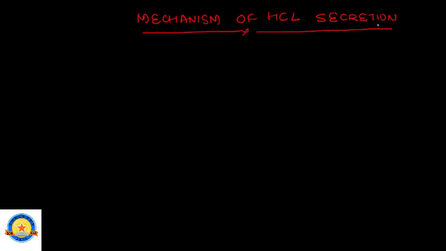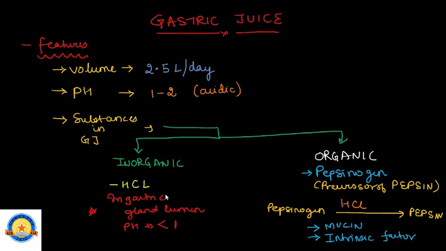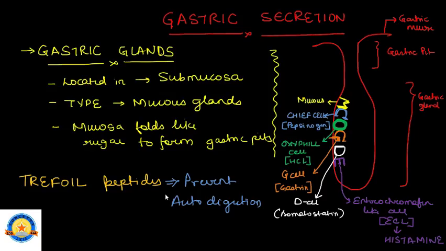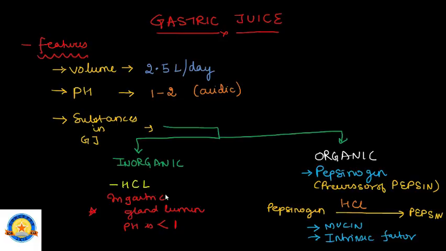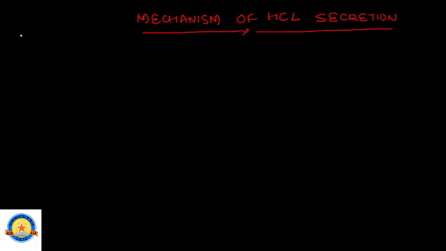For that we just need one diagram. What is HCl secreted by? Tell me the name of the cell. If you don't remember, we'll go back. HCl is secreted by a cell called oxyphil cells. It is also called parietal cell. So HCl is secreted by one cell called the oxyphil cell. Now we will learn this entire thing by a diagram, in a very simple way.